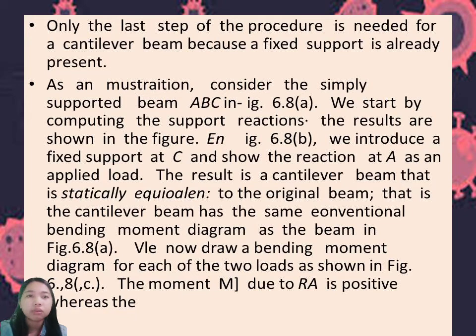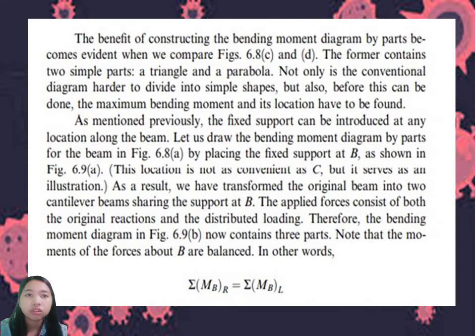Now, draw a bending moment diagram for each of the two loads as shown in figure 6.8. The moment due to A is positive, whereas the other is negative. The benefit of constructing the bending moment diagram by parts becomes evident when we compare figures 6.8 and D. The former contains two simple parts, a triangle and a parabola. Not only is the conventional diagram harder to divide into simple shapes, but also before this can be done, the maximum bending moment and its location have to be found.